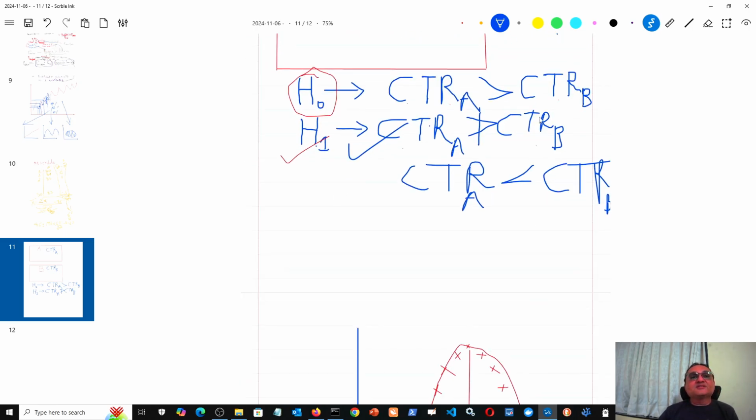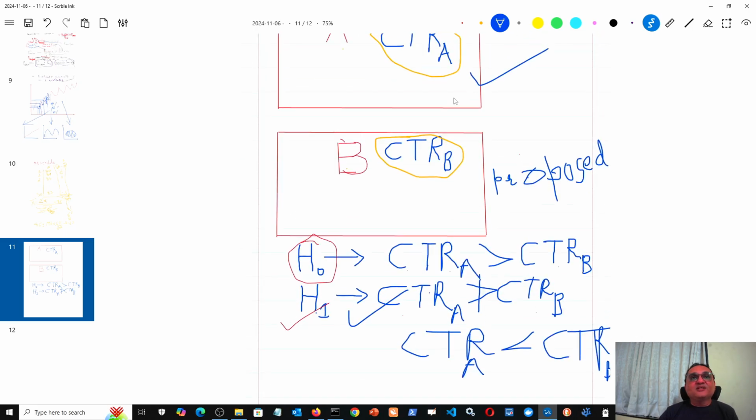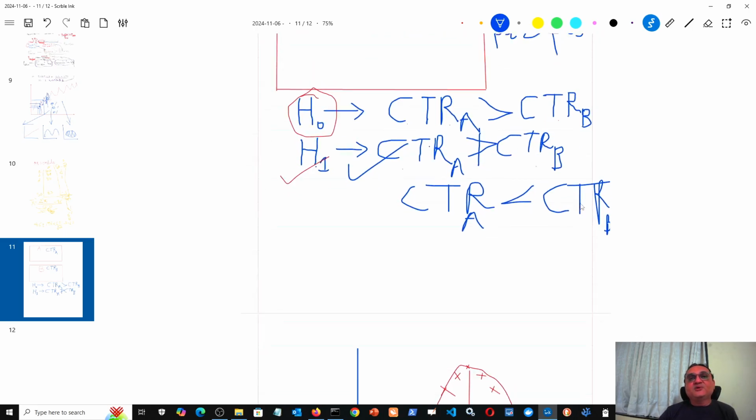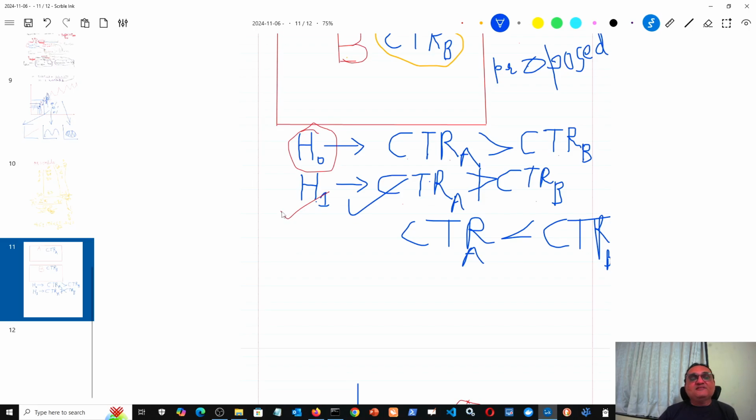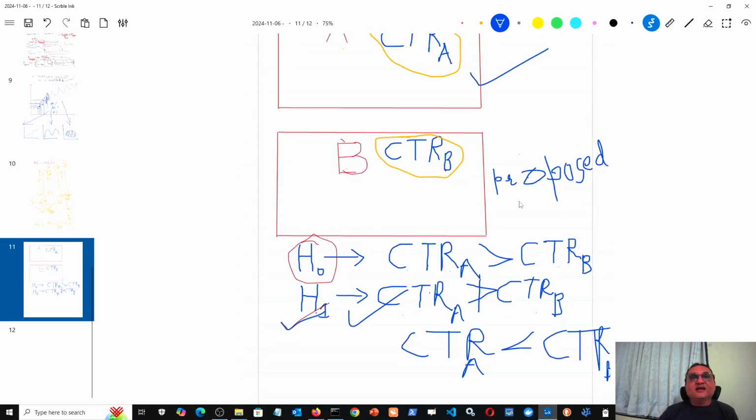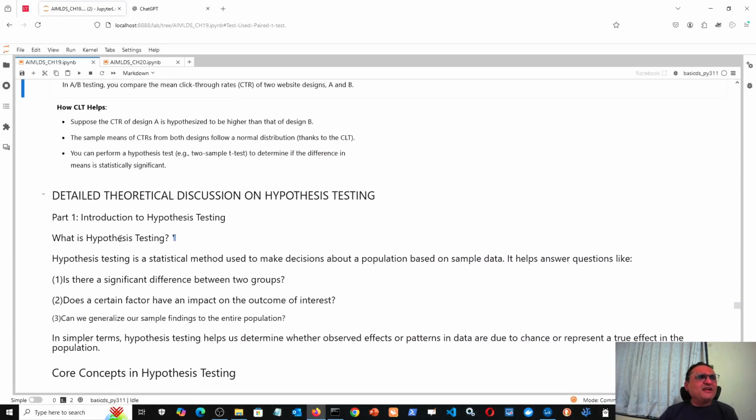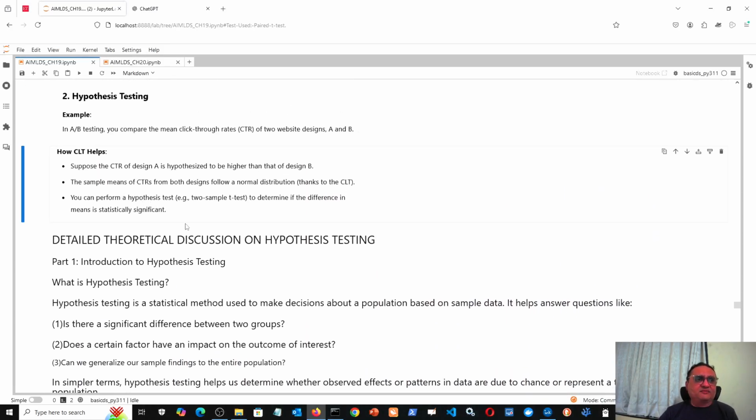Forget about that equal to case, because if it is equal to, then also I will not bother to change my UX. But if it is less than, then the original design has less click-through rate and the new design has more click-through rate. So in that case, I will say that the alternative hypothesis is correct, and therefore I will go with the proposed design. Okay. So this is a very daily business example of hypothesis testing.